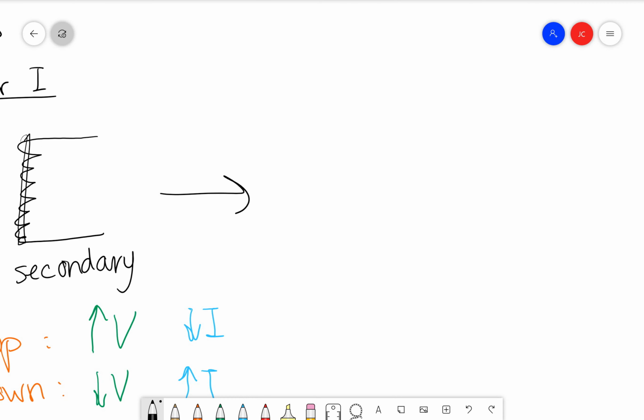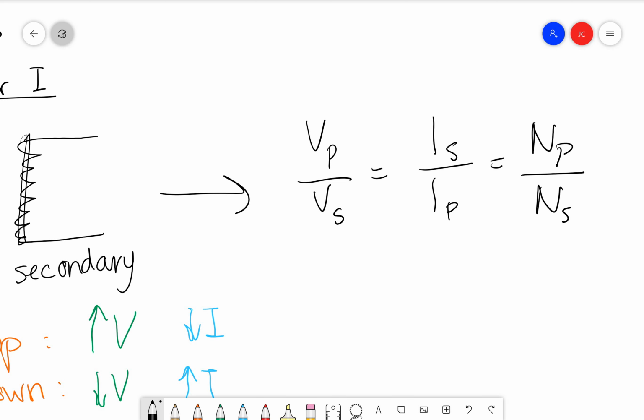Finally, transformers have a fun formula. The formula for transformers looks like this. And in this formula, you'll recognize V and I are the voltage and the current. And P and S are just primary and secondary. So VP is the voltage going in, the primary coil voltage. VS is the voltage coming out, the secondary coil voltage. So you notice that there's an inverse relationship here between the voltage and the current. As the voltage gets higher, the current will get lower, and vice versa, because you can see that the fractions are literally switched.